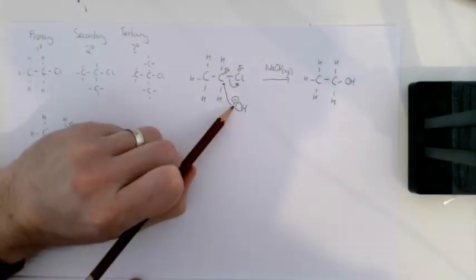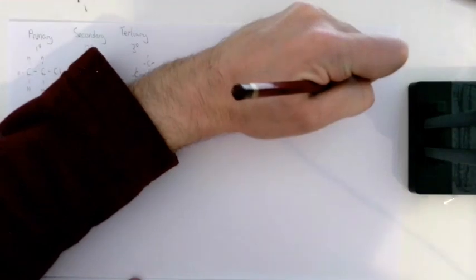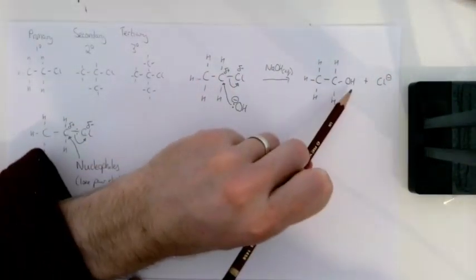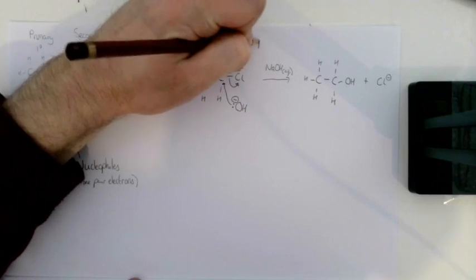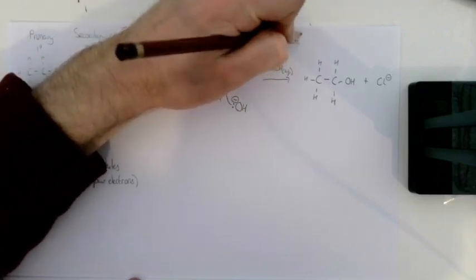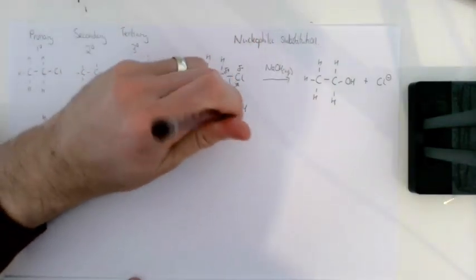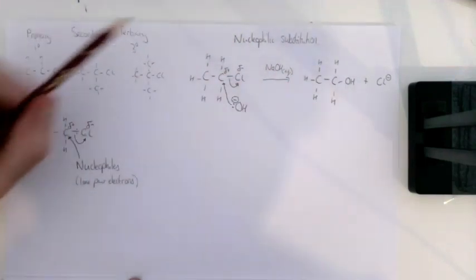So the OH minus substituted for the chlorine, so chlorine gets kicked out, we have Cl minus being left over, and the OH has taken its place. So this is a nucleophilic substitution reaction. Sensible name: nucleophilic, the nucleophile, substitution, because the nucleophile substitutes, and you get OH substituting in.